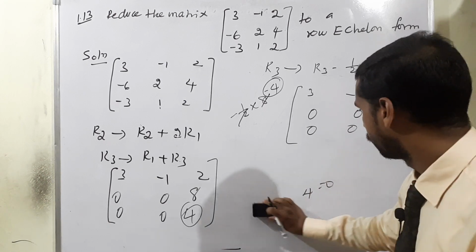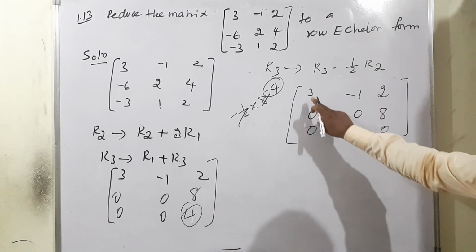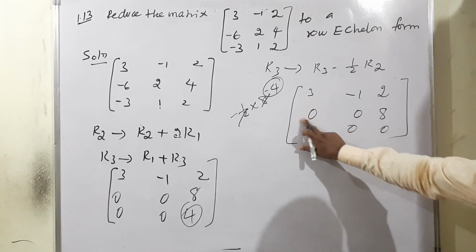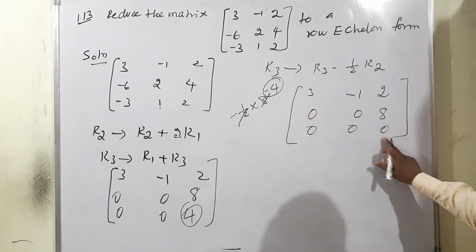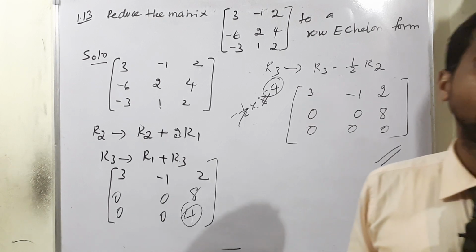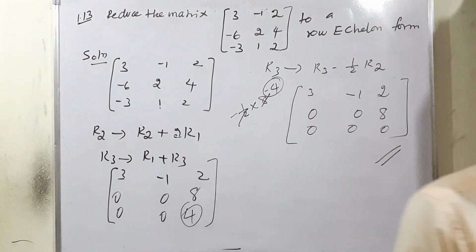Now this is our row echelon form. What is the meaning? Where the non-zero digit starts, under that term there is 0. Then in the second row, the third element non-zero digit, under that term will be 0. This is what we call row echelon form. Okay, I will continue with the next example. Stay on the line.